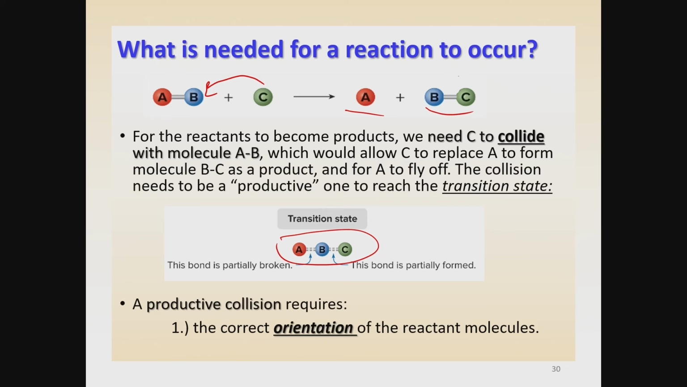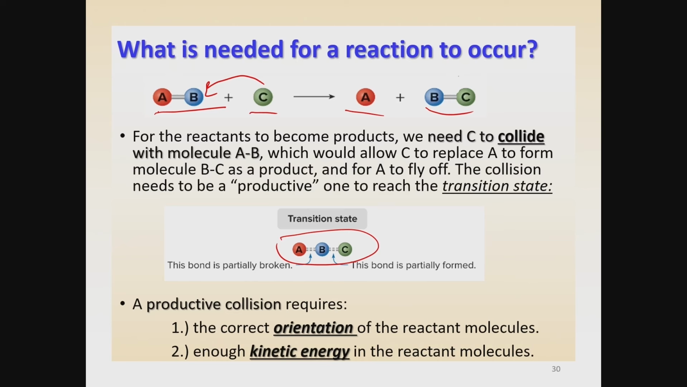So the question is, how do we go about getting a productive collision so we can get this transition state forming? Well, there are two things that you need in this collision. One thing you need is the correct orientation of the reactant molecules, and another thing you need is that the reactant molecules, which again are A and B here and C, those reactants must have enough kinetic energy such that the reaction can move forward through the transition state. So I'm going to talk about these one at a time.